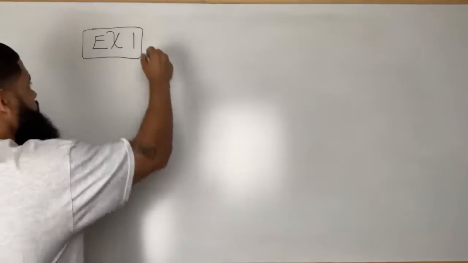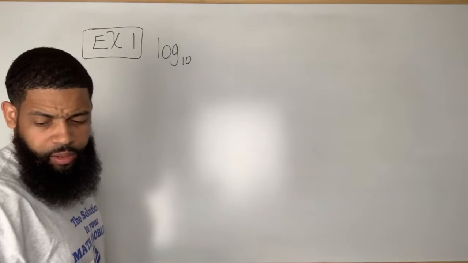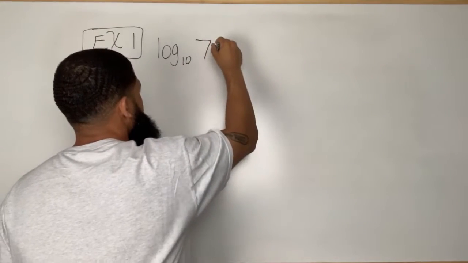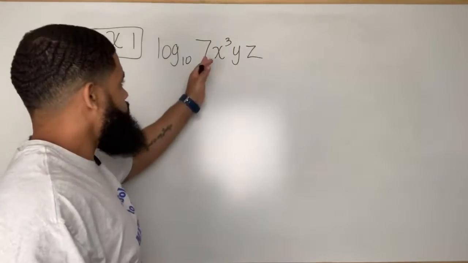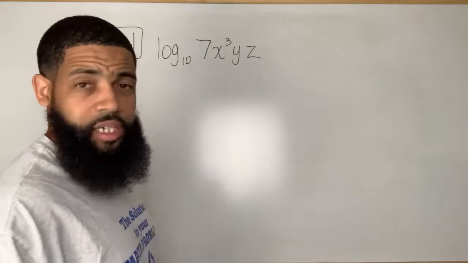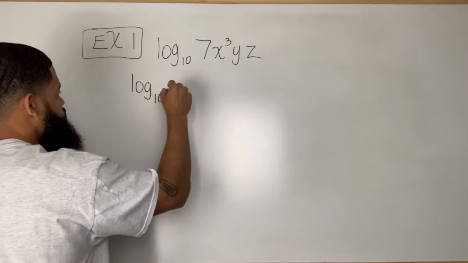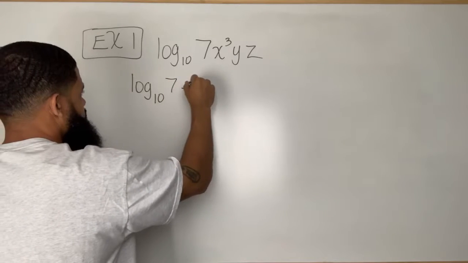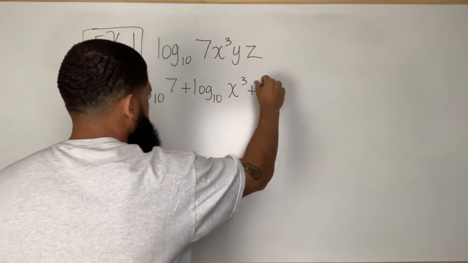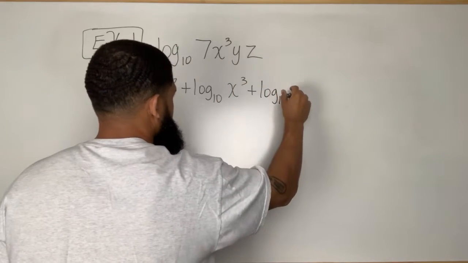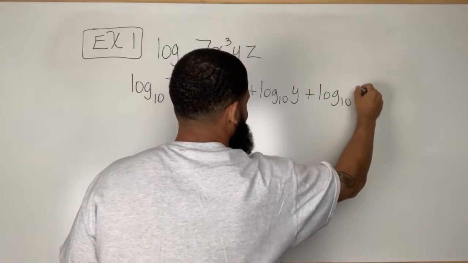So example 1, I want to have log base 10 of 7 x cubed y z. All right, now we're multiplying these, and then that's an exponent in there. So I want to have log base 10, remember we want to expand this, of 7 plus log base 10 of x to the third plus log base 10 of y plus log base 10 of z.